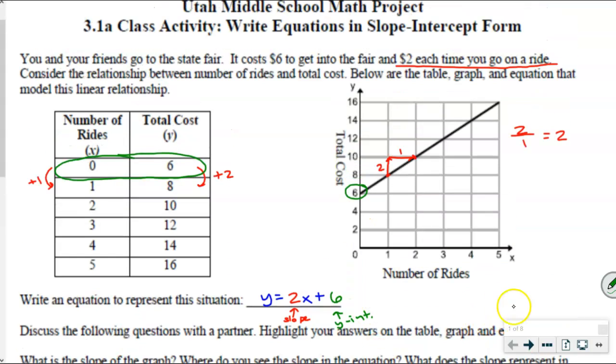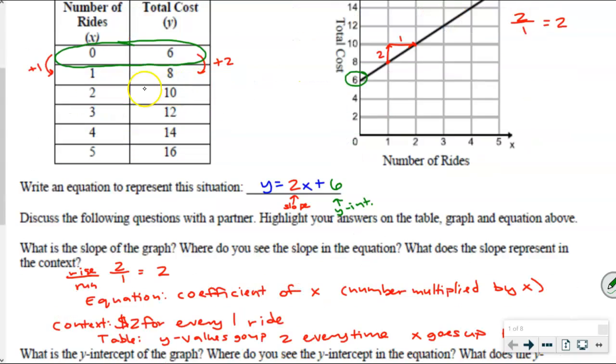What does it mean in the story? When I relate it back to the story, what does that mean? I've already called on those hands. I need to see new hands. There we go, Emery. Yeah, $6 just to get into the fair. That's exactly right.